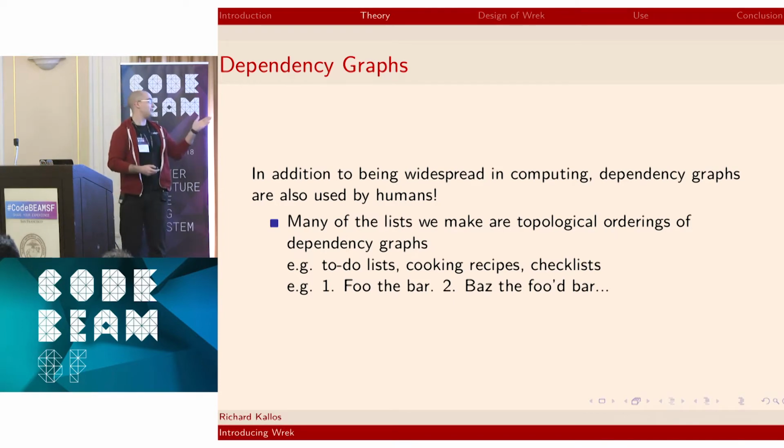For example, to-do lists, cooking recipes, and checklists are usually secretly topological orderings of dependency graphs. So if we have step 1, you have to foo the bar, and then step 2, you need to baz the foo bar, you have a dependency graph. But if you're dealing with it in list form, there are some issues. So I'm going to try and encourage everyone to blow up your lists into graphs, and then you can start dealing with your daily life in a concurrent kind of way.